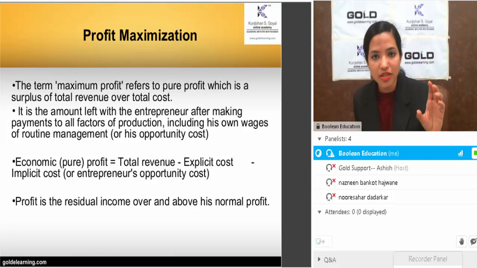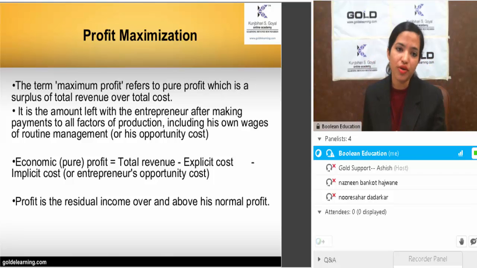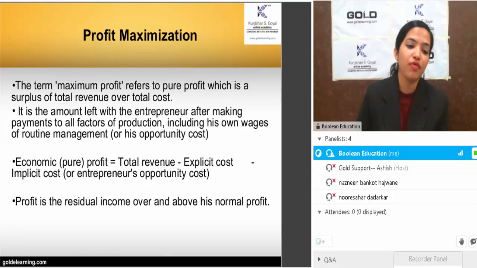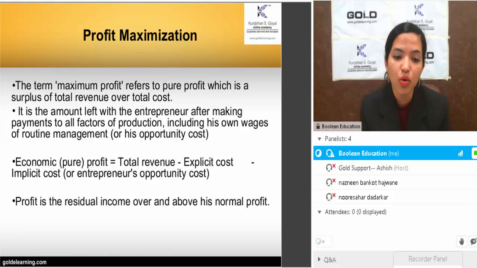जो एक्स्ट्रा पैसा बचेगा, that will be called as profit, right? That is the difference between economic profit and accounting profit. Profit is the residual income over and above his normal profit.